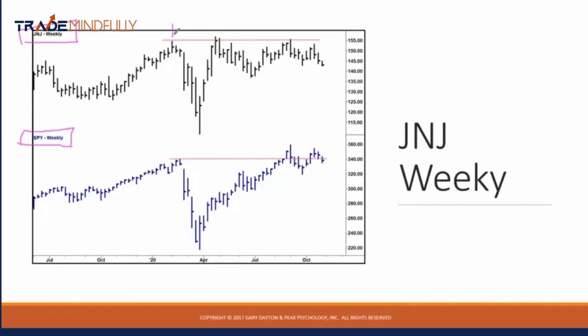J&J had come into the February highs a little bit earlier than the S&Ps, but they both make the highs about the same time. They both come down. Now J&J comes up, acting stronger than the market at this point, but it hits a dead wall up in here.